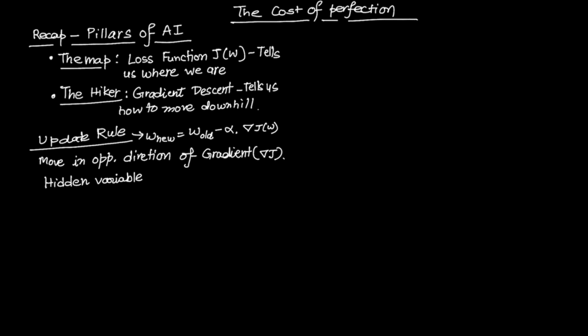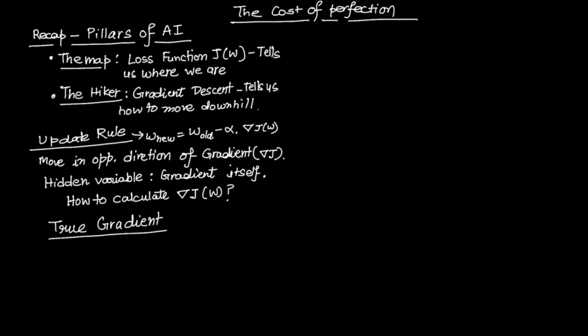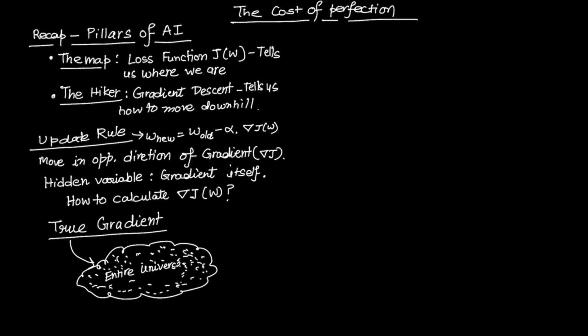But there is a hidden dangerous variable in this equation that textbooks often gloss over: the gradient itself. How do we actually calculate nabla J? Mathematically, the true gradient is the average slope of the error for every single data point in your entire universe. Let's look at the math.